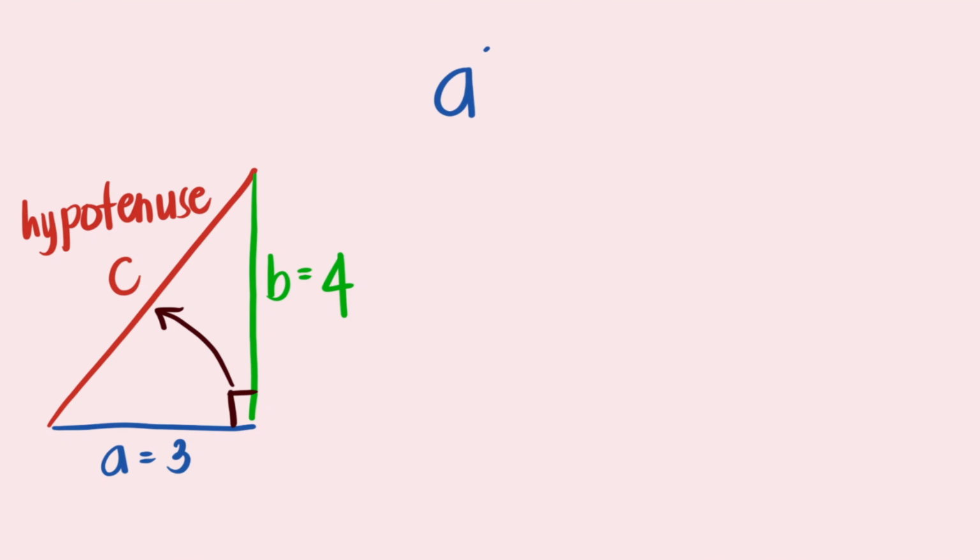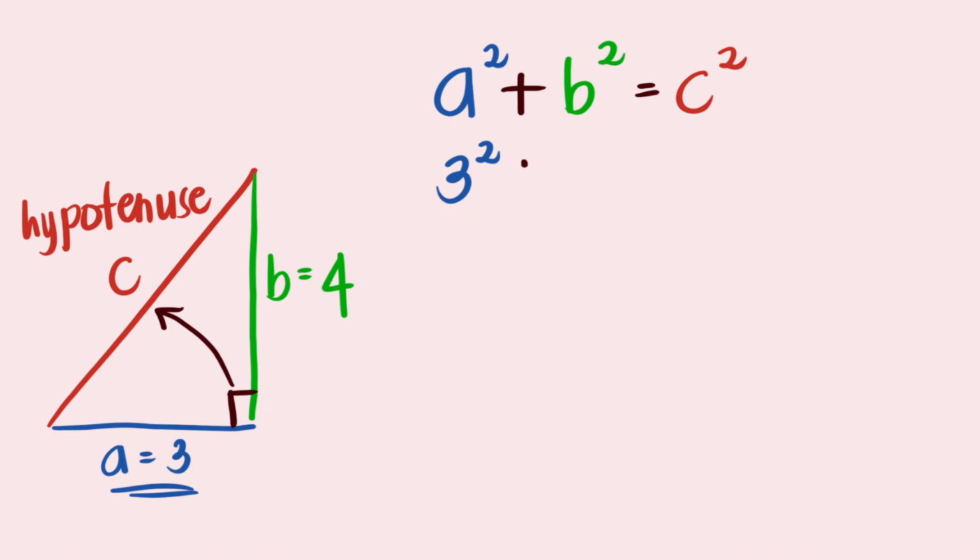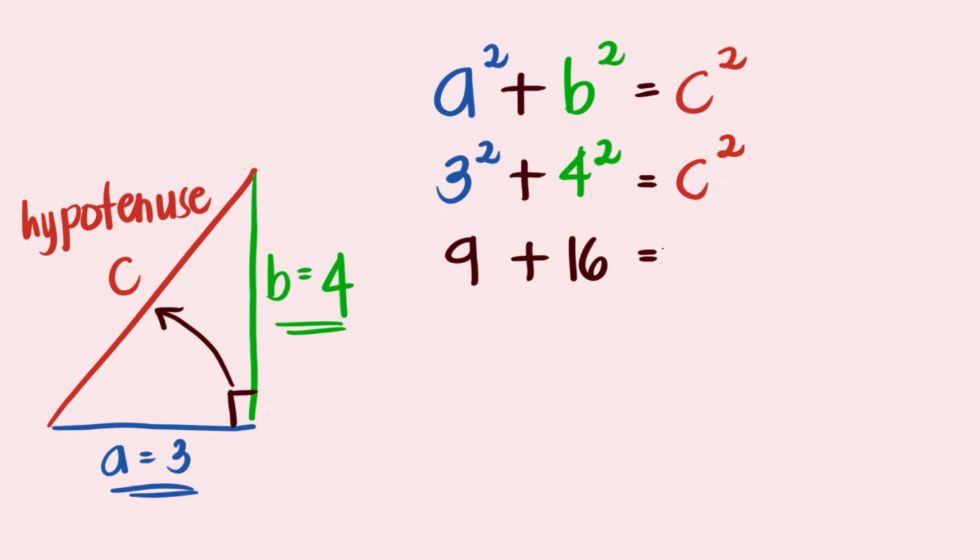The formula is A squared plus B squared is equal to C squared. The value of A is 3, so we have 3 squared. Plus the value of B is 4, so we have 4 squared is equal to C squared. 3 squared, or 3 times 3, is 9. Plus 4 squared, or 4 times 4, is 16, is equal to C squared. 9 plus 16 is 25, is equal to C squared.